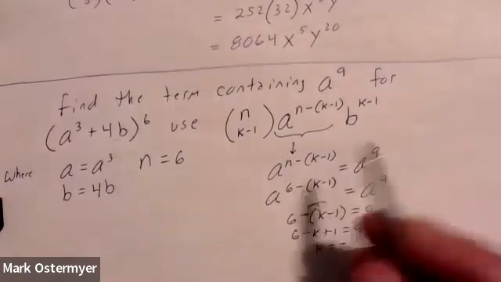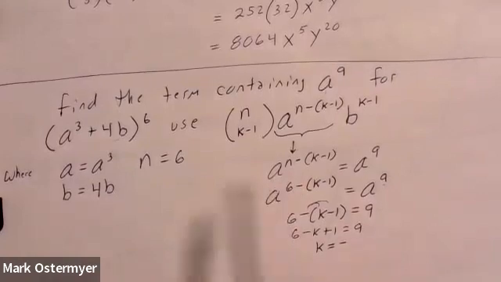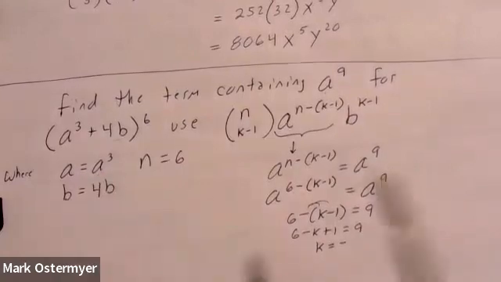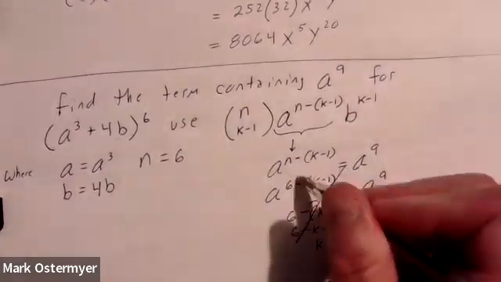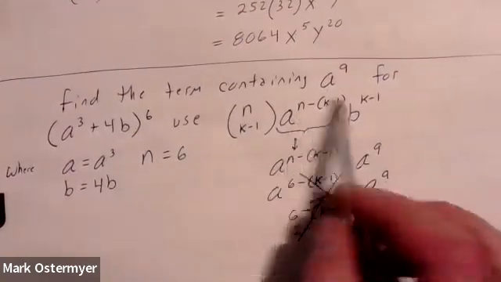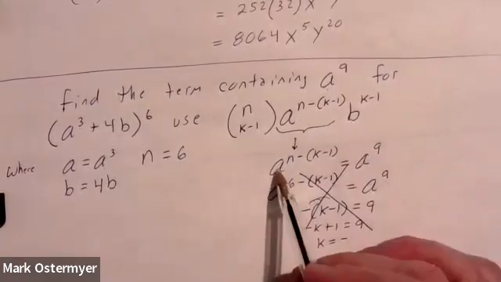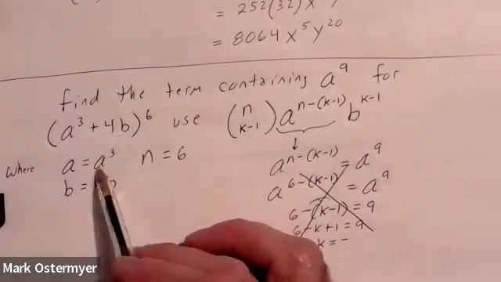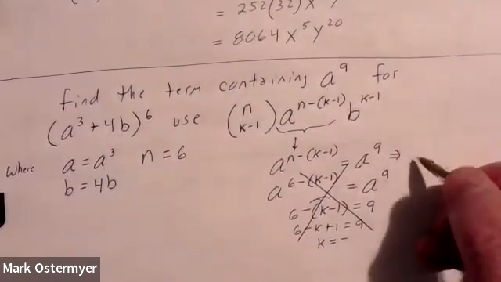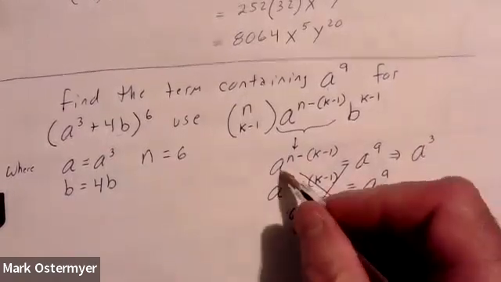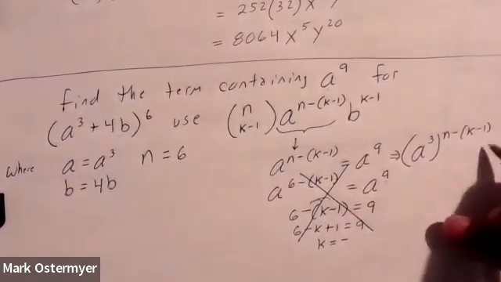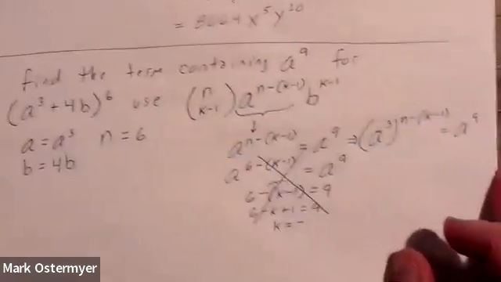Oh, my bad. What's my first term of this binomial? It's not just a, it's a cubed. Okay, so we got to back up. Yes, I want to set my first term raised to this power equal to a to the 9th, but I did not replace a with what the first term is. The first term is a cubed for this binomial. So what I should have done here is put a cubed in for my first term a, and then that's raised to the n minus k minus 1 power. That's got to be equal to the a to the 9th power. There we go. Sorry about that.